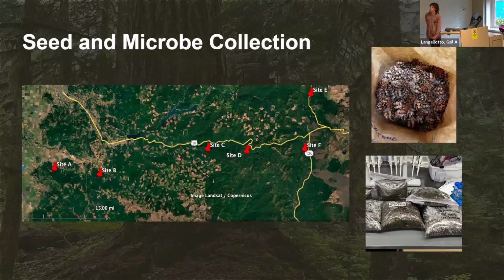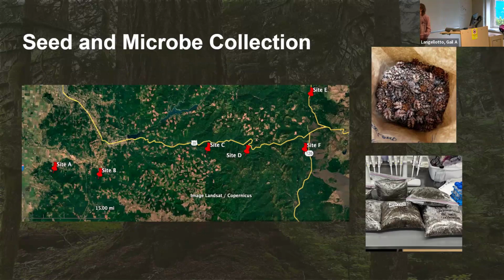Seedlings were collected from 6 sites along a 600-meter elevation gradient within the Oregon Cascades. Sites were paired so that 2 represent low elevation, 2 represent mid, and 2 represent high, with sites A and B being low elevation forests at just above 400 meters. Sites C and D representing mid elevation forests at just above 600 and just above 800 meters. And then sites E and F representing high elevation forests at just above 1,000 meters.